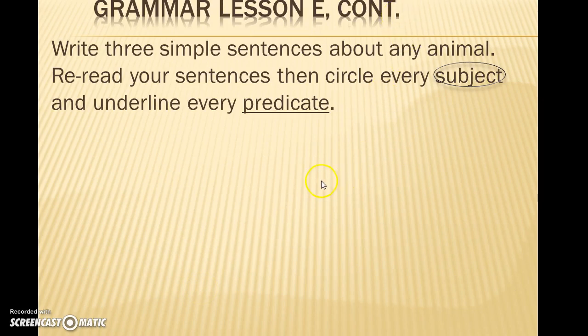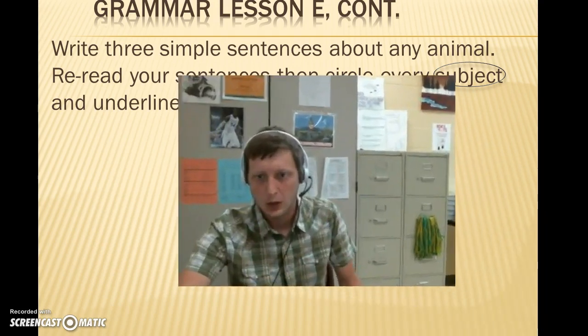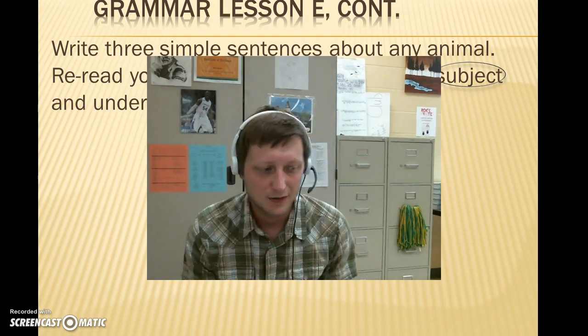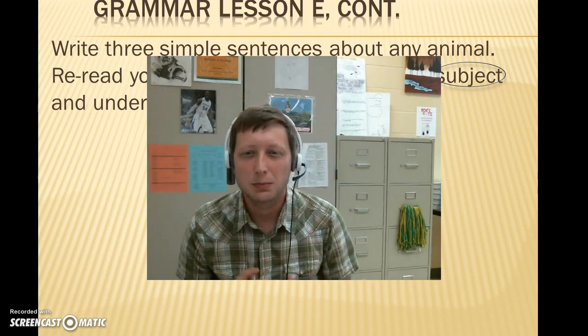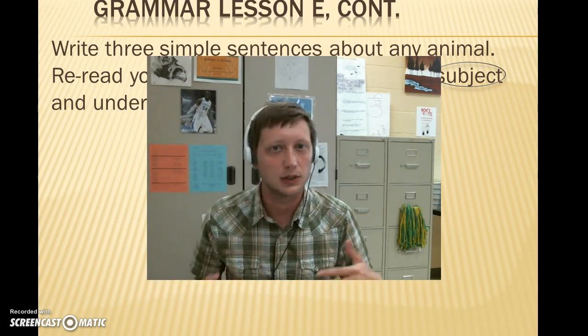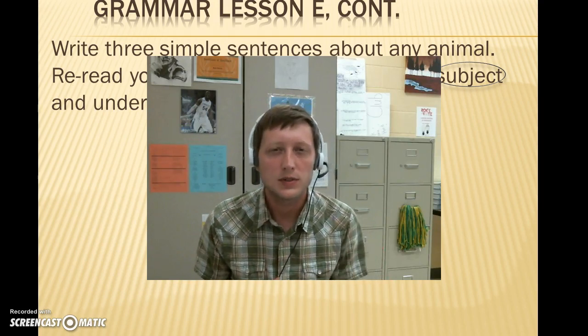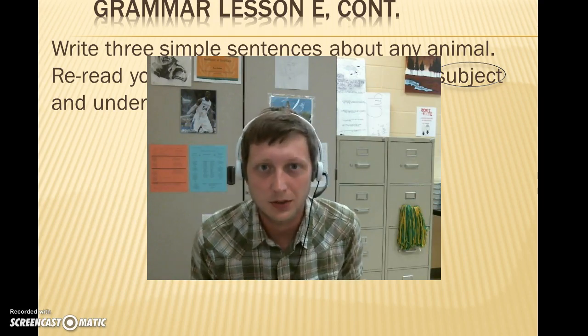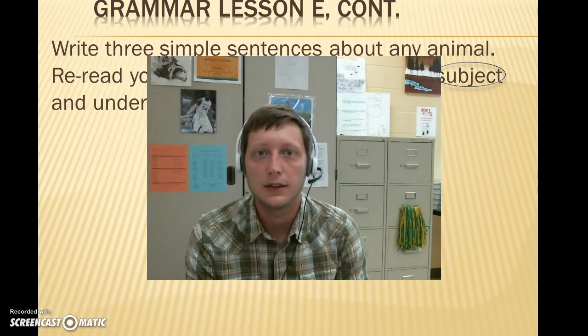Lastly, you may be asked just to write three simple sentences about any animal or any other subject, circling every subject and underlining every predicate. Now, why is this important? Why should you be able to do this? Well, one of the reasons you need to be able to do this is so that you can see the effects of a simple sentence, right? What's the purpose? Why does an author decide to use a simple sentence versus a complex or compound sentence, right? What's the effect of a simple declarative sentence? That's what we'll be practicing, all right? That's what we'll be talking about in class, all right?